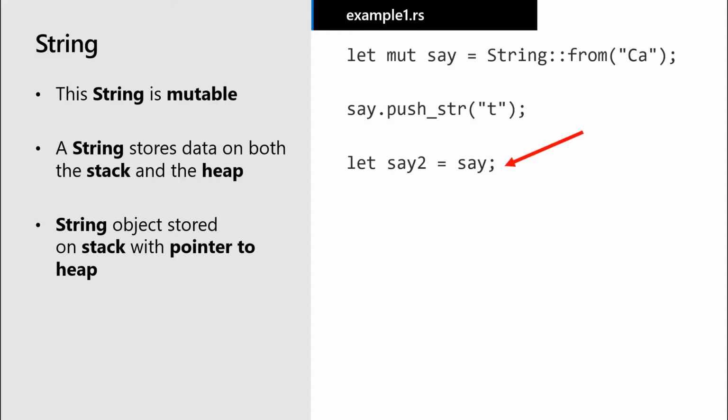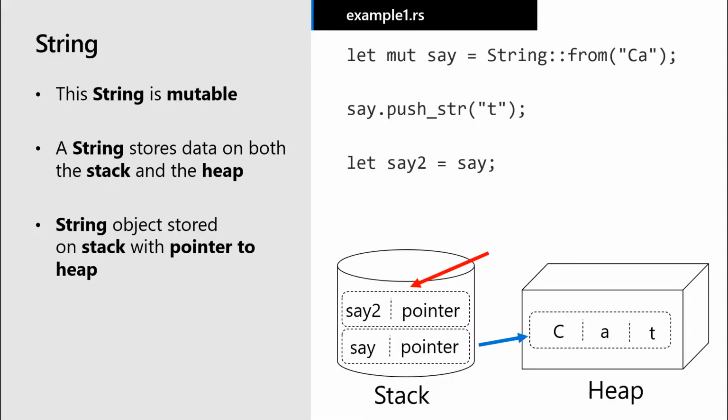Now let's consider what would happen if we were to create a new string and assign it the value of our original string. In this case, we create a copy of the data stored on the stack. So we would take the representation of our original string on the stack, including the pointer to the heap, copy it, and assign it to the new string variable.